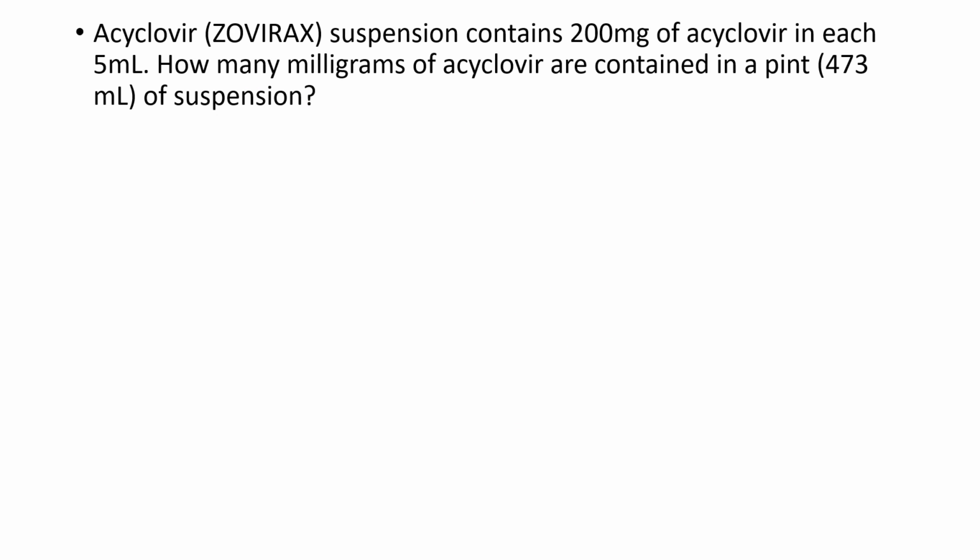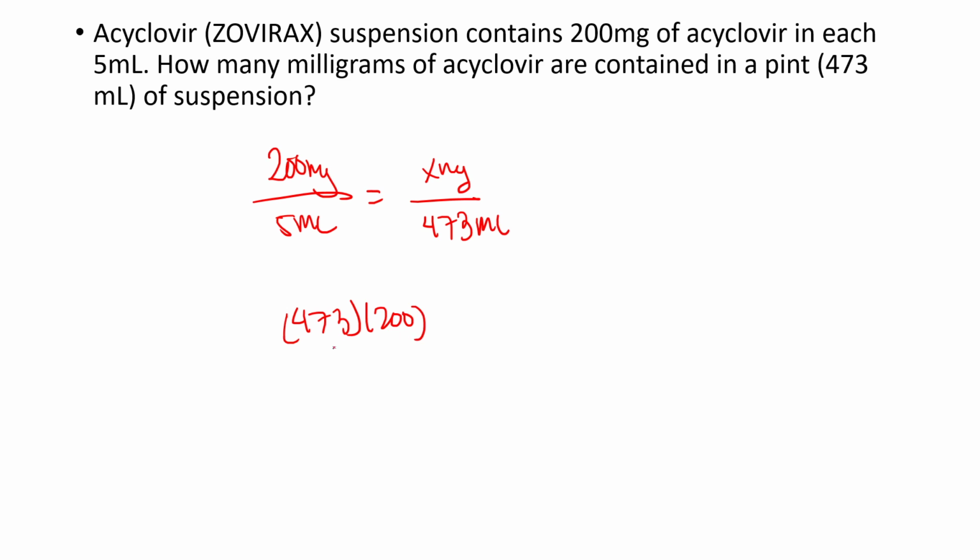So acyclovir Zovirax suspension contains 200 milligrams of acyclovir in each 5 ml. How many milligrams of acyclovir are contained in a pint of suspension? 200 milligrams per 5 ml equals x milligrams over 473 ml. 473 multiplied by 200 divided by 5 ml. You will have 18,920 milligrams of Zovirax. That's a lot.